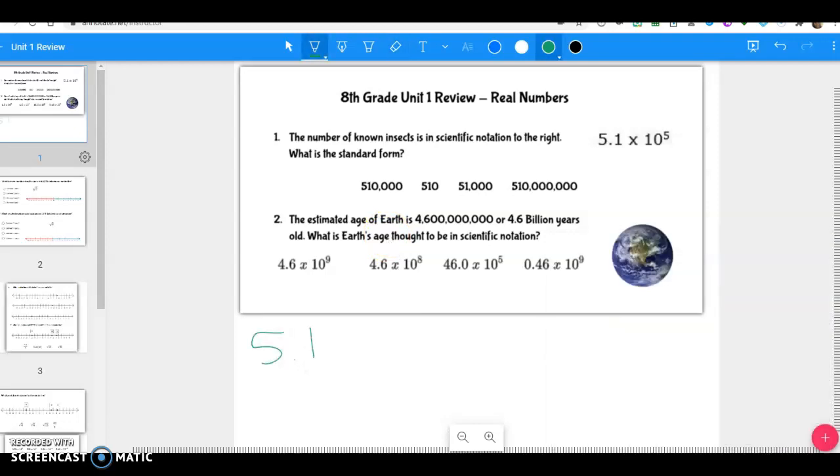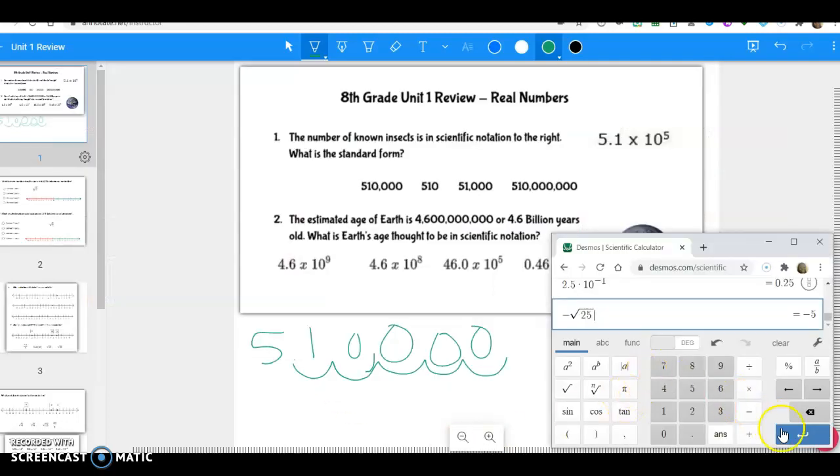So 5.1 times 10 to the fifth. I'm going to move my decimal 5 times. 1, 2, 3, 4, 5. I'm going to plug zeros in my holes. And I know that with place value, every third digit is a comma moving from right to left. So this is going to give me 510,000. If you want to use your calculator, which you're more than welcome to do, 5.1 times 10 raised to the fifth power will give you 510,000 as well.